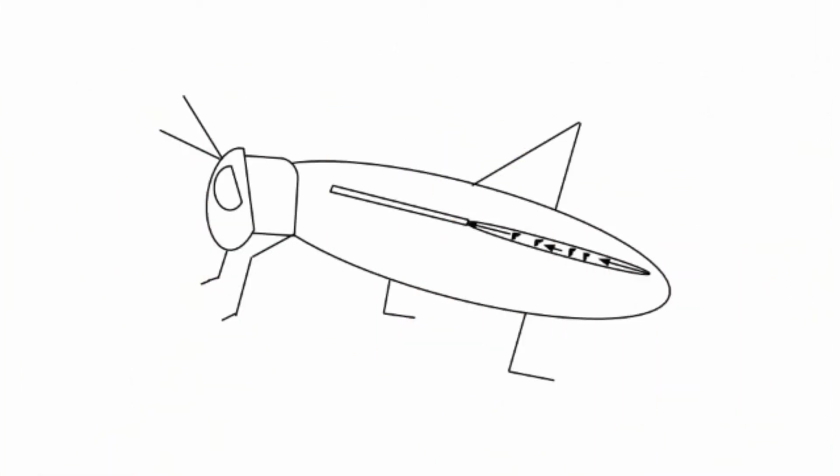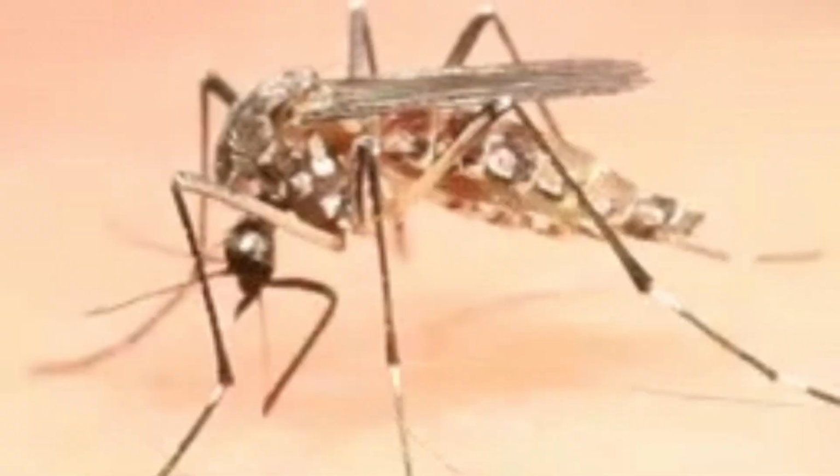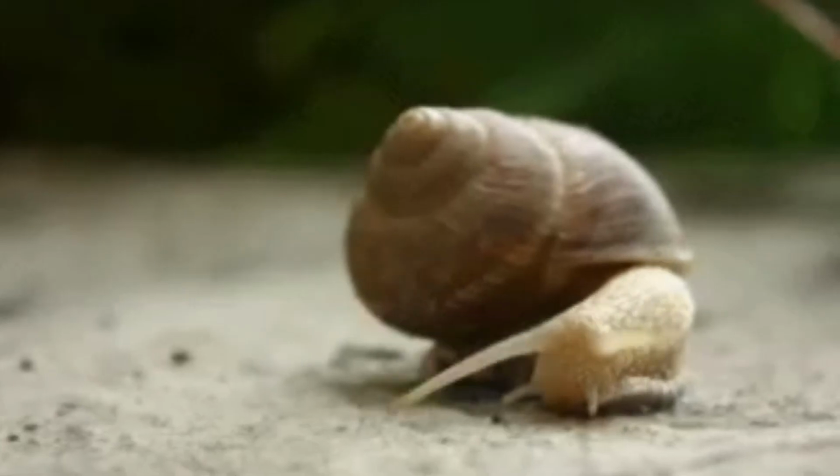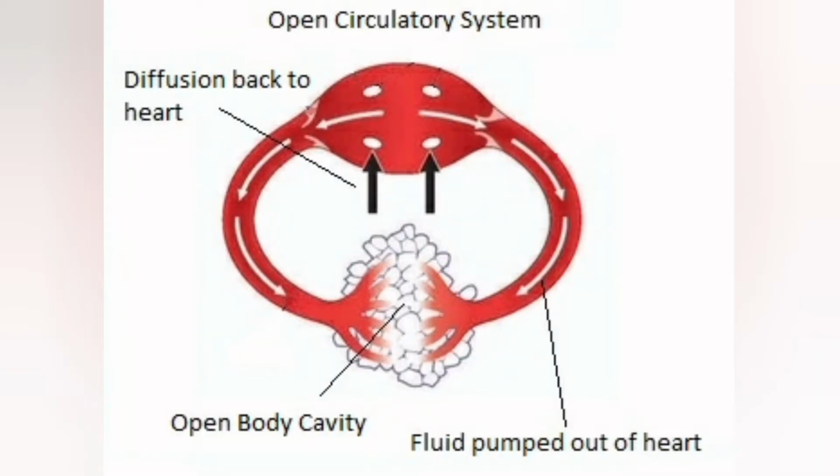In this type of system, the blood does not contain a respiratory pigment, or if present, it is dissolved in the plasma. This type of system is found in arthropods and mollusks. So there is no capillary system or interconnecting vessels found in this type of circulatory system. Hence, it is known as the open type of circulatory system.